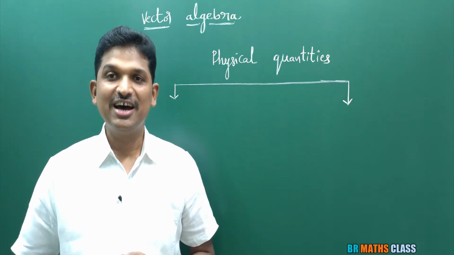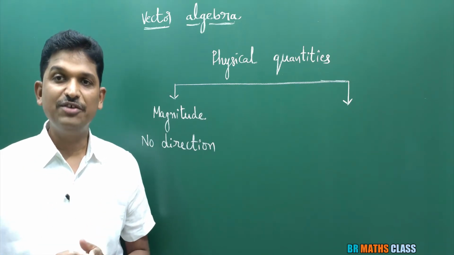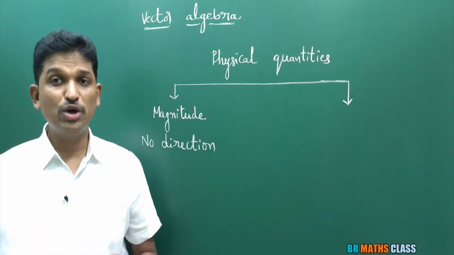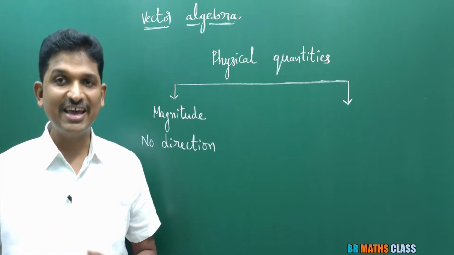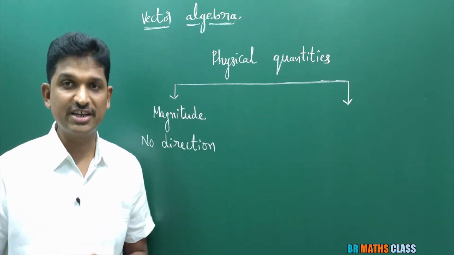Physical quantities are mainly divided into two parts. Physical quantities which are having only magnitude but no direction are known as scalar. A physical quantity which is having magnitude but no direction.